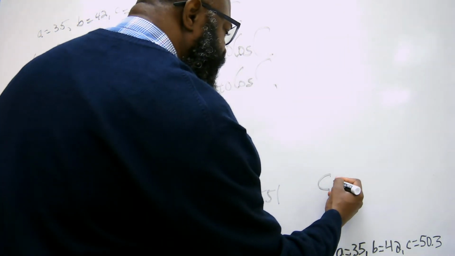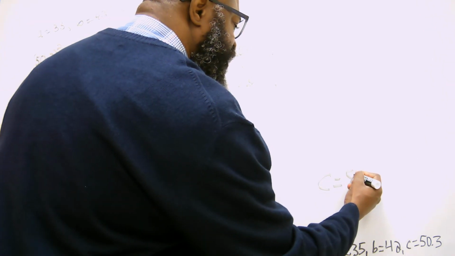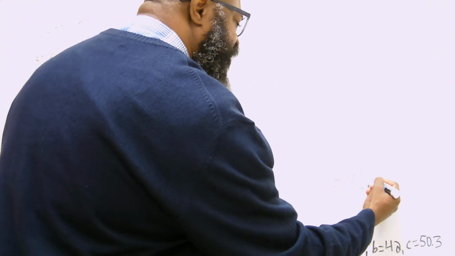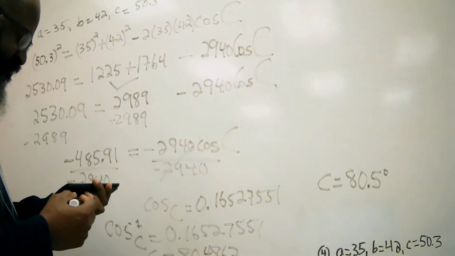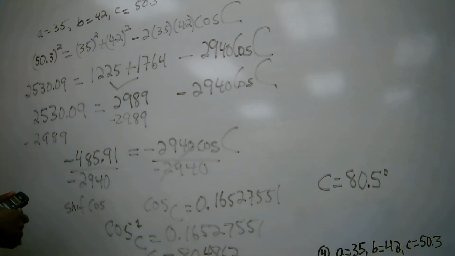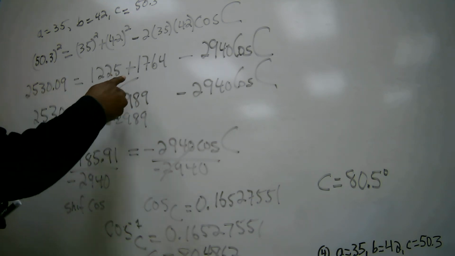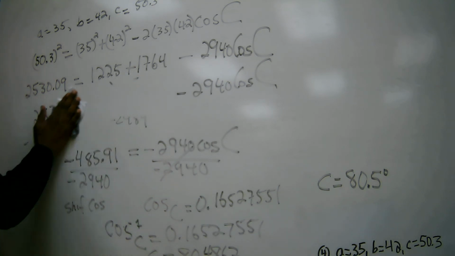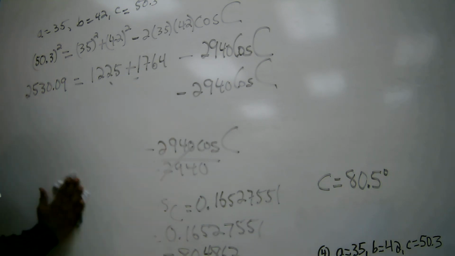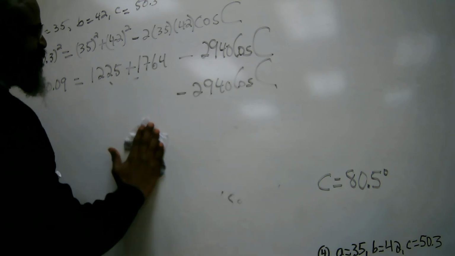Angle C is 80.5 degrees, to the nearest tenth. So I need to find another angle. Once I can find another angle, I will be able to find the other one. Once again, I'm not going to erase this part. I'm going to keep this part because I'm going to use those numbers again. So it is essential to keep them.